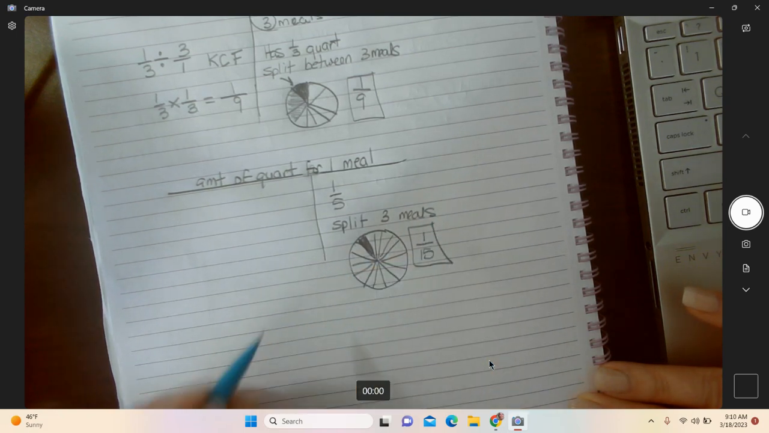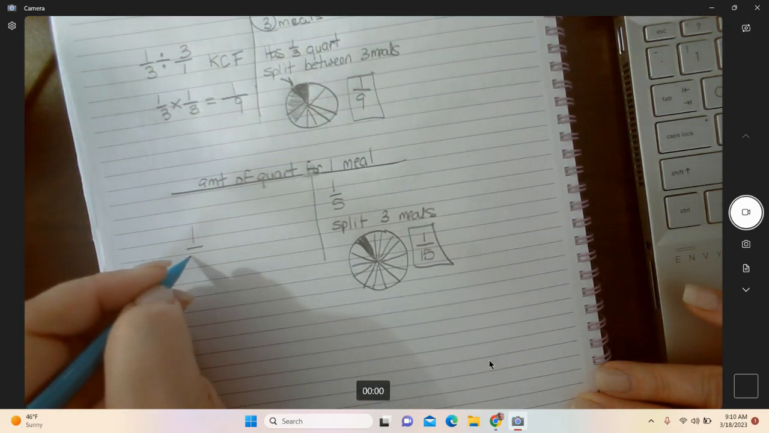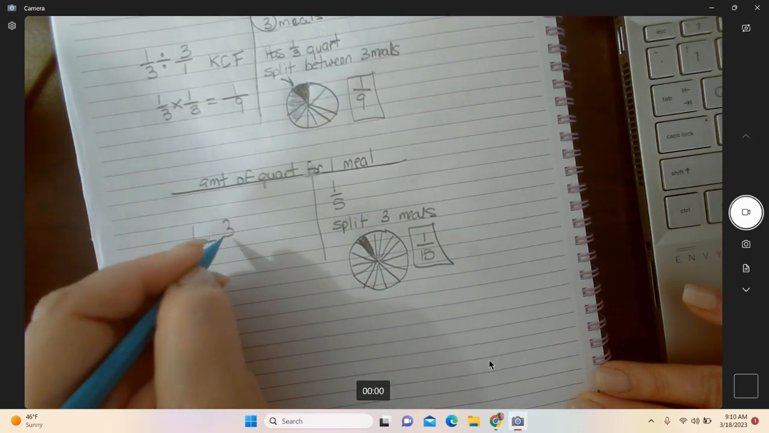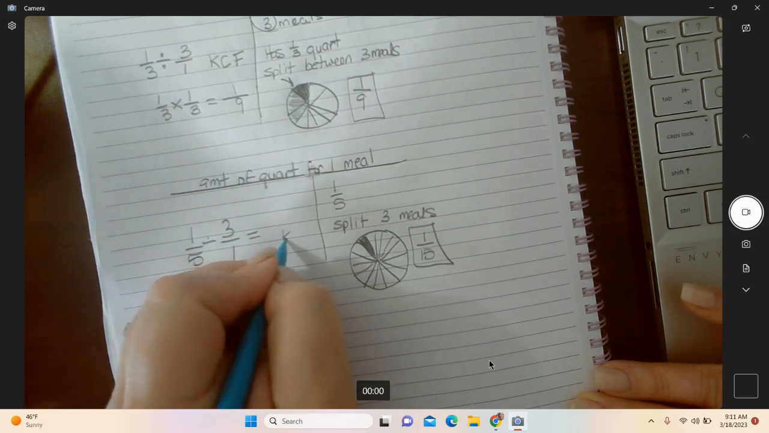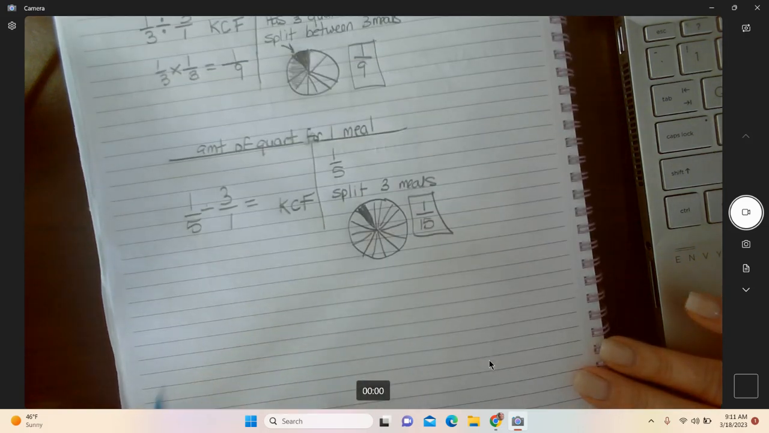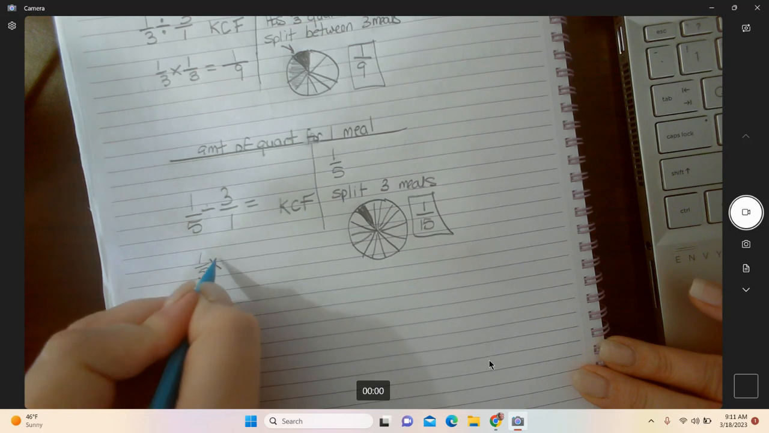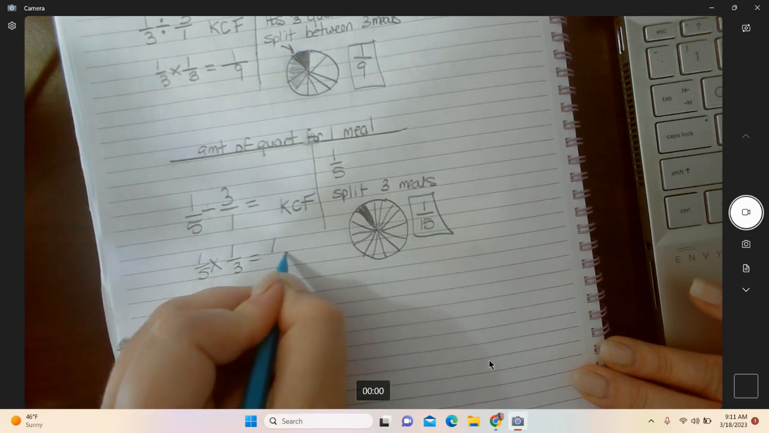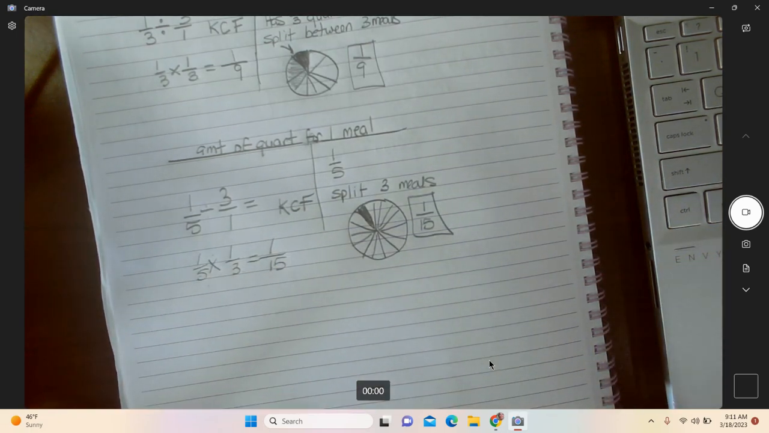There you go. And then if we do the division the same way, we would be doing 1/5 divided by 3. All right, keep, change, flip. 1/5, keep that, change, and flip this. 1 times 1 is 1, and 5 times 3 is 15. So our answer would be 1/15.